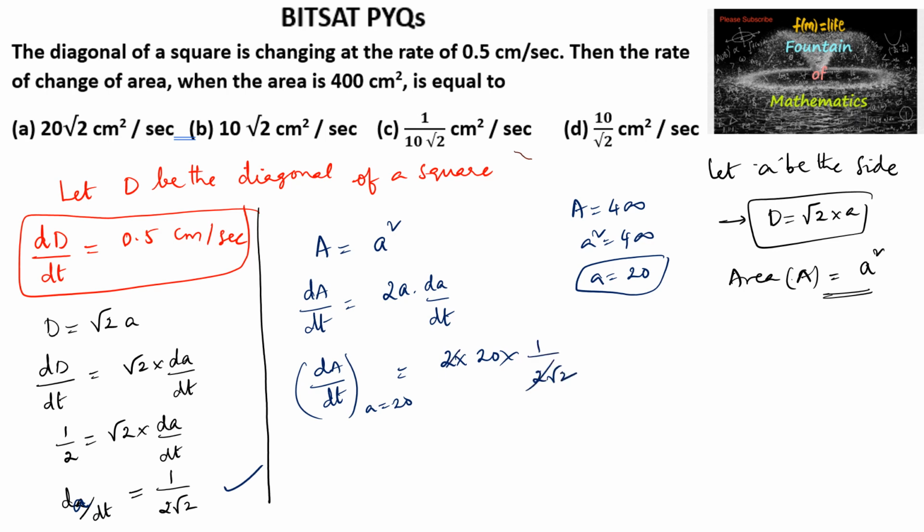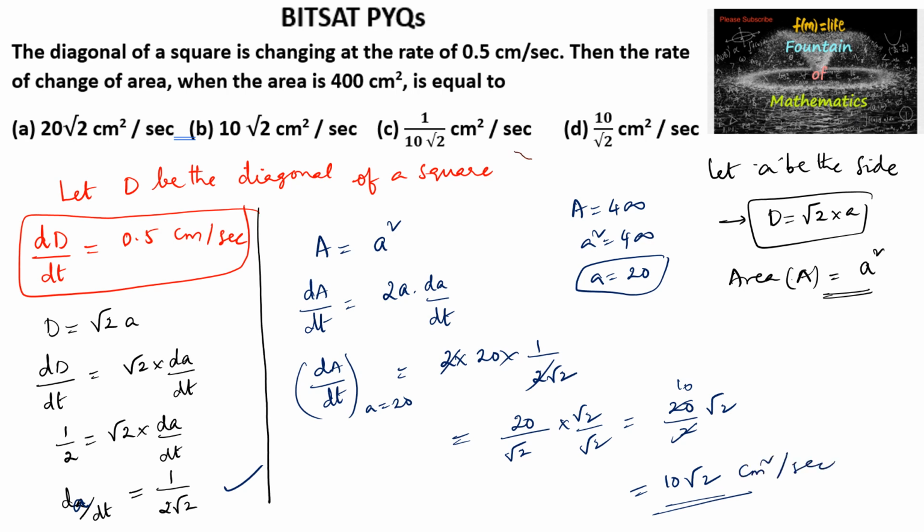So here we can write 20 upon root 2. Rationalization, root 2 into root 2. So we can write 20 upon 2 root 2, so 10 root 2. So the rate of change of area when area is 400 square centimeter can be taken as 10 root 2, which is option 10 root 2 centimeter square per second. So which is option B.